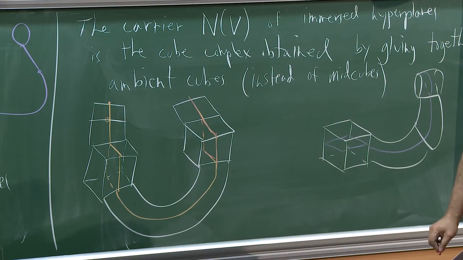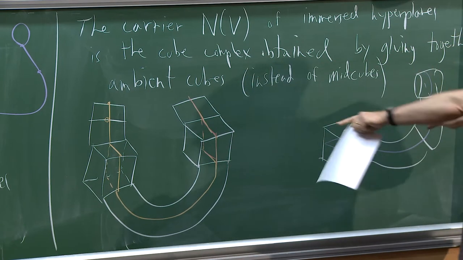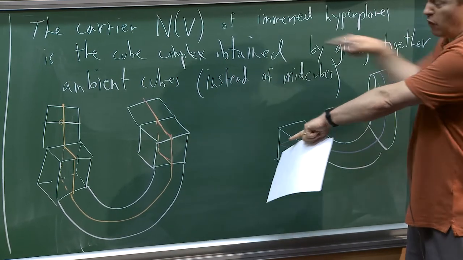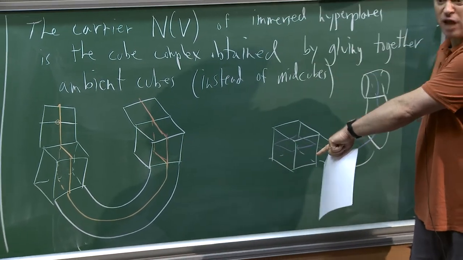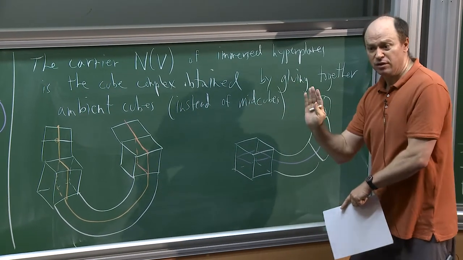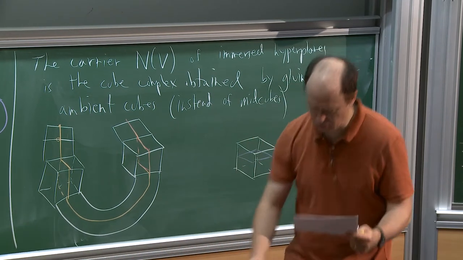All right? So every n-cube is going to make appearances n times among the carriers of all of these immersed hyperplanes. Right? Once for each of its mid cubes.